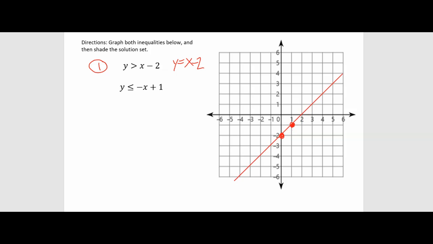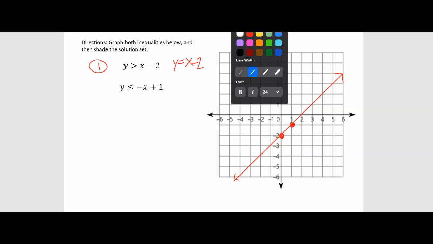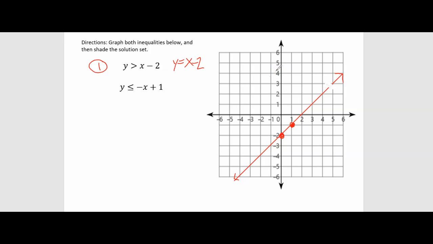Something like that. And yes, it should be dashed because it is just a greater than sign. So we do need to, oops, didn't want to do that. Let's try that again. It's going to erase a little part of the graph, but that's okay. All right, so we have a dashed line there.